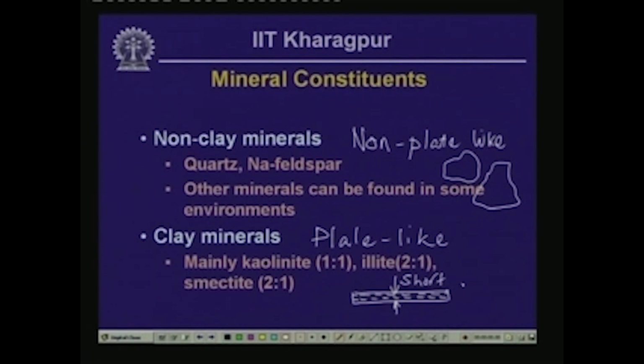Now, clay minerals would typically include kaolinite. These minerals are the major types of clay minerals. They include kaolinite, illite and smectite. And here you can see I indicate that kaolinite is a 1:1 clay mineral, whereas illite and smectite are 2:1 clay minerals. What do I mean by that?